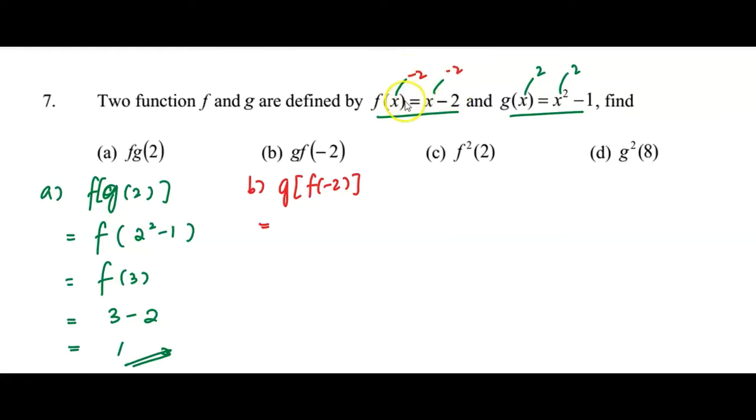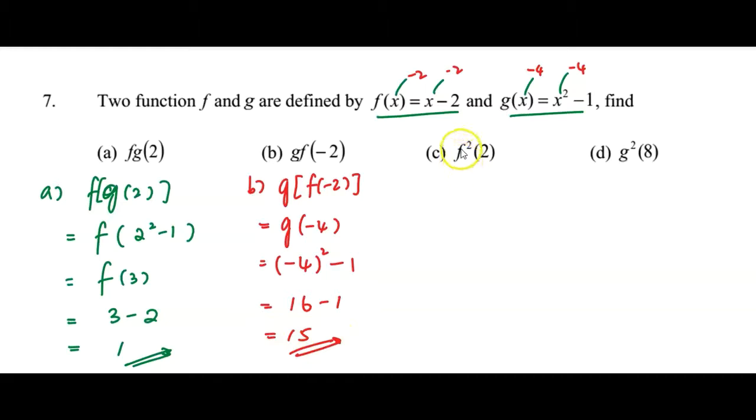When this x is negative 2, it means that this x also needs to be replaced by negative 2. You get negative 2 minus 2, that is negative 4. So what is g negative 4? It means that now you need to focus on the g, putting the negative 4 into the x. The same thing will happen to this x. You will replace this x by negative 4. So you get negative 4 squared minus 1. You get 16 minus 1, that is 15.